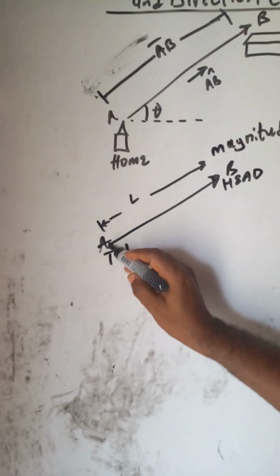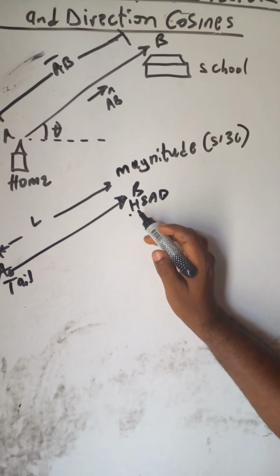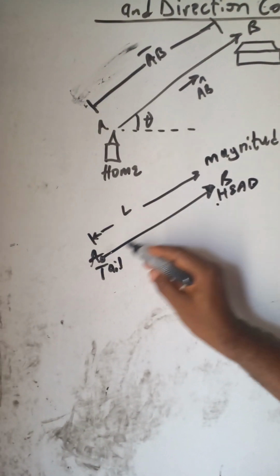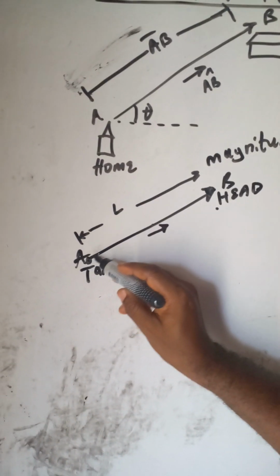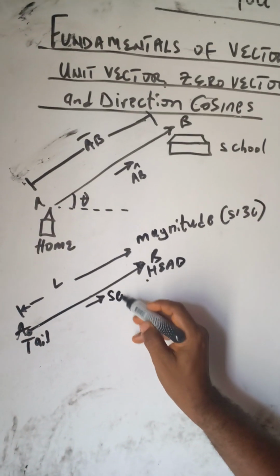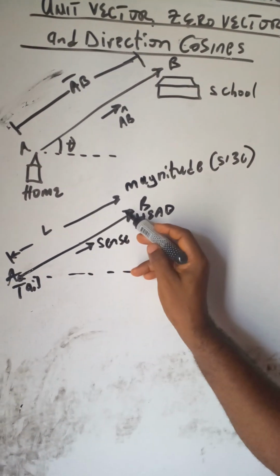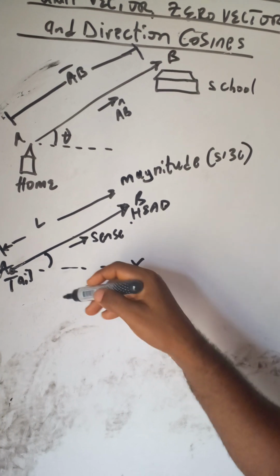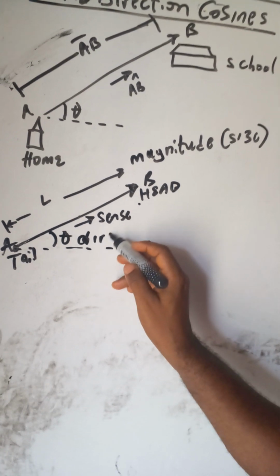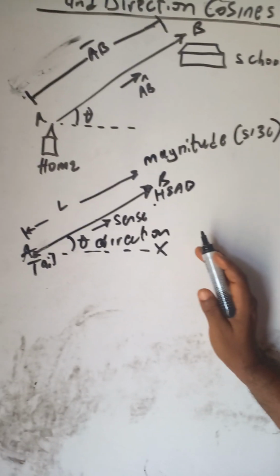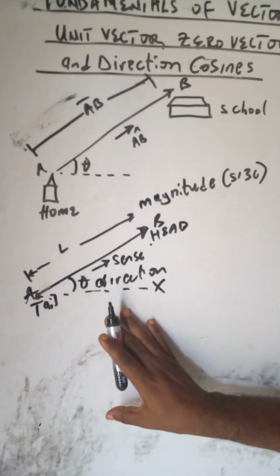So the initial point where the vector starts is called the tail. The final point B is called the head of that vector. Now, the movement from A to B is called the sense of the vector. Let me put the sense in this format. That means you are moving along this line from A to B, which is called the sense of the vector. Now, the angle that the line AB makes with the x-axis, or it may also be the y-axis, is known as the direction of the vector.